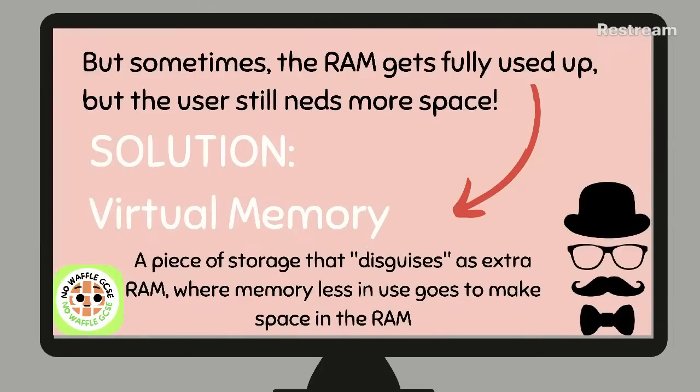But sometimes the RAM gets fully used. It's got a limit, a capacity which it can't go over. But the user still needs more space. So what is the solution? It's something called virtual memory. So the virtual memory is a piece of storage that disguises as extra RAM, and where the memory that's used less goes into to make more space in the RAM for things that you're accessing right now.